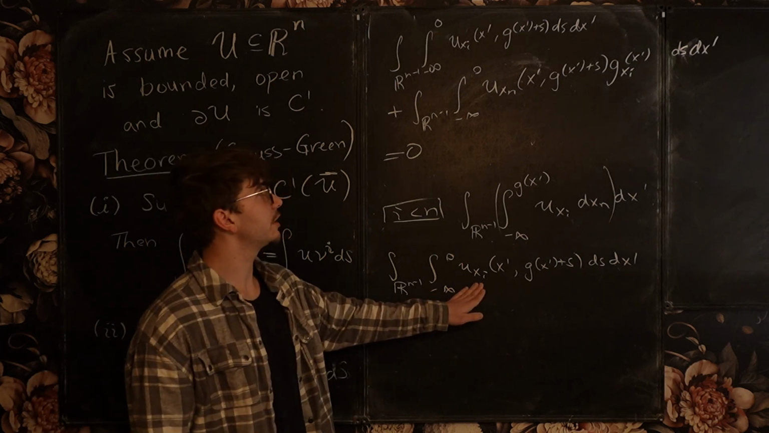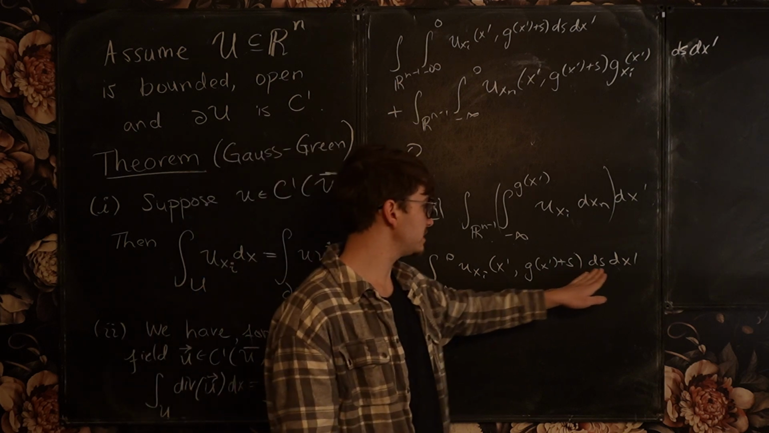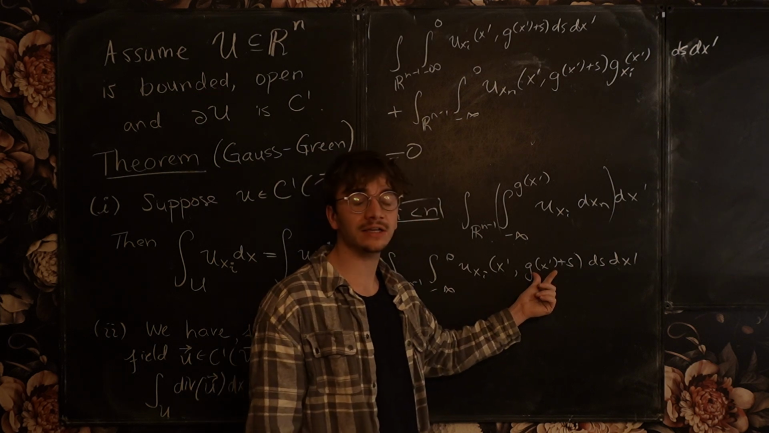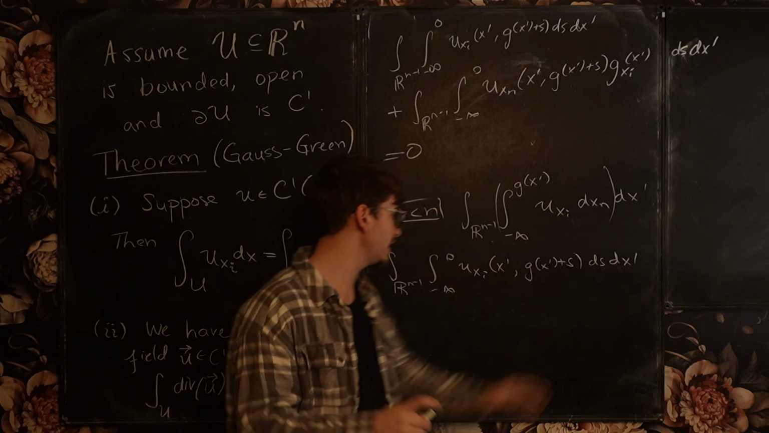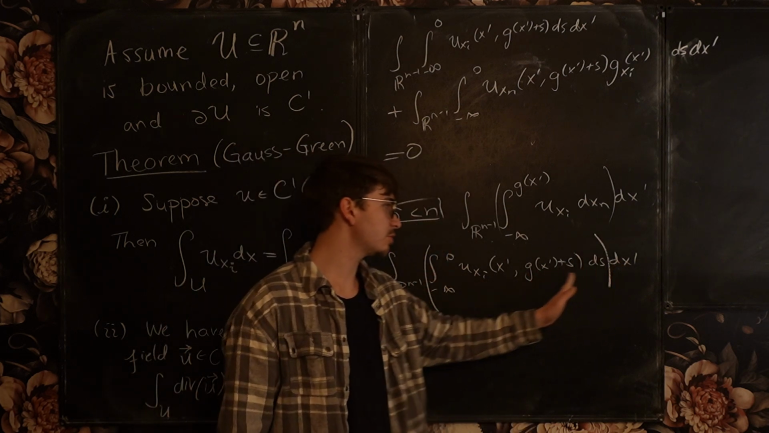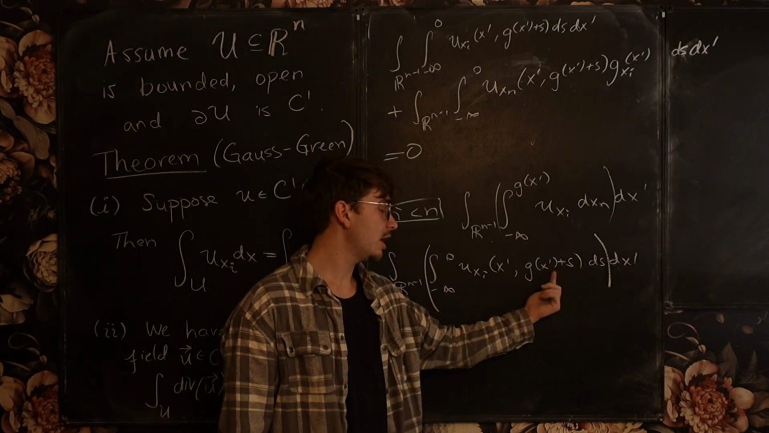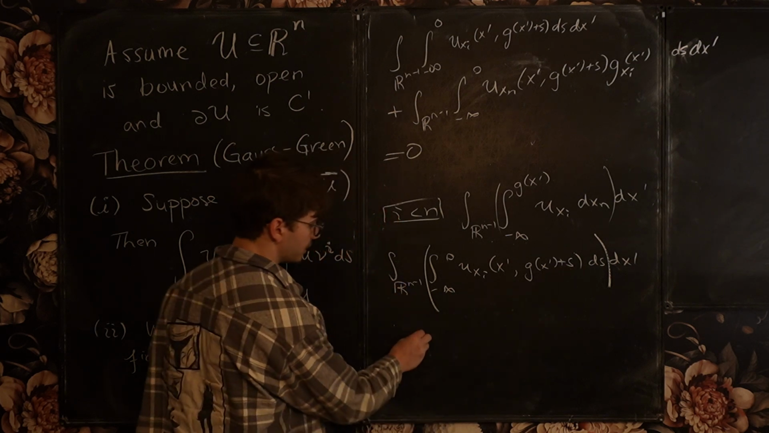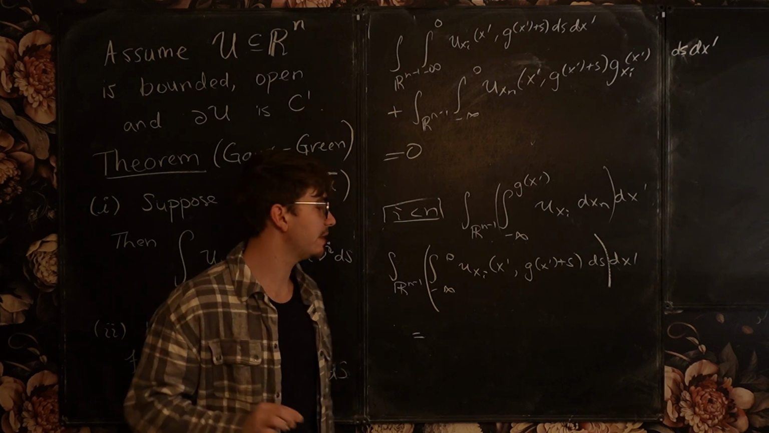So let's look at this term here. This is the first term in this expression. Notice that g of x prime, for a fixed x prime, is constant. If I fix x prime and only consider this inner integral with respect to s, then g of x prime is a constant. And so this is just a u substitution by adding a constant number.